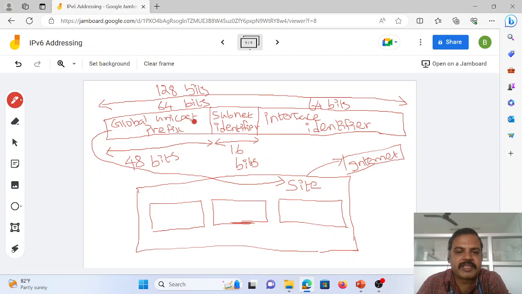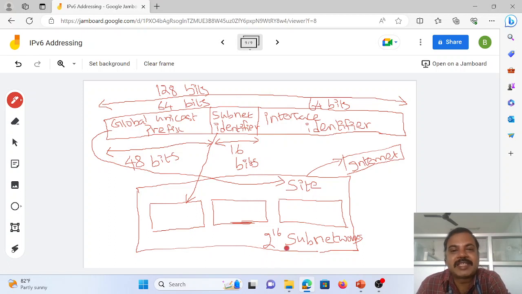Based on this 48-bit number, the site location will be identified. That is, your organization will be identified. Then in this site, to which subnetwork the data should be delivered, for that we will be using the subnet identifier. So totally, how many subnetworks can you define? 2 power 16, which is roughly equivalent to 65,000. So 65,000 subnetworks you can define within an organization. This is a very huge number.